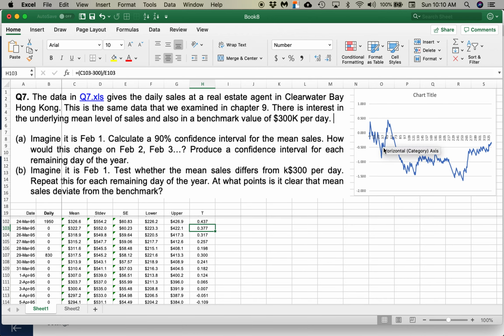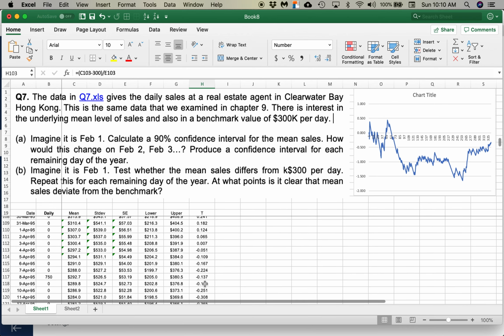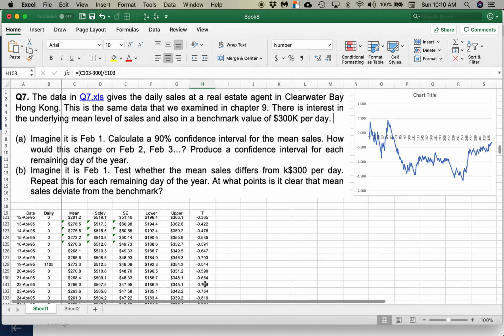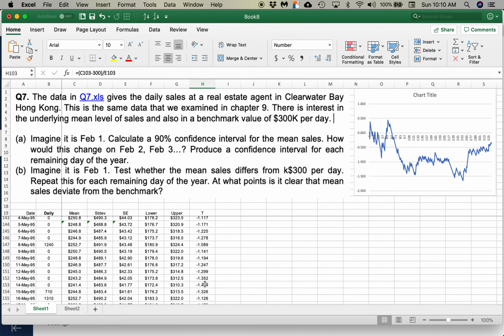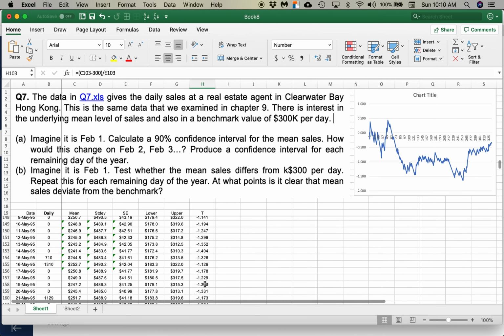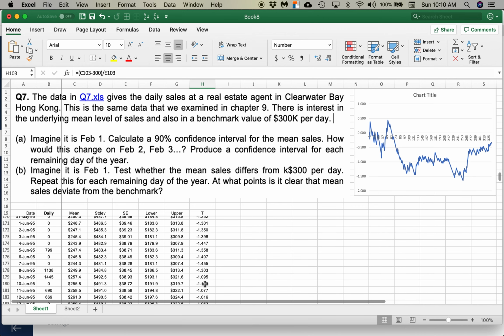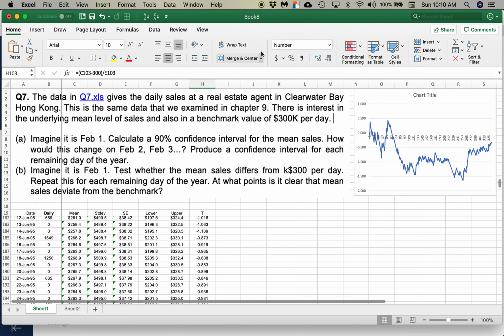But then the numbers start to go negative. And all these negative T values are going to suggest that we are well below the expectation of $300,000 per day. So we have deviated from the benchmark. And that's how you do that one.